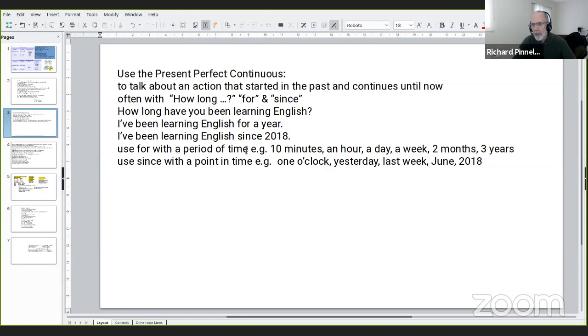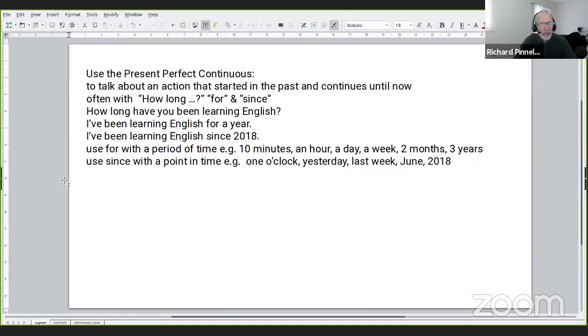So what about the present perfect continuous? Well, the present perfect continuous is very similar, but it's more for activities. So we use the present perfect continuous to talk about an action that started in the past and continues until now, and could possibly continue into the future.